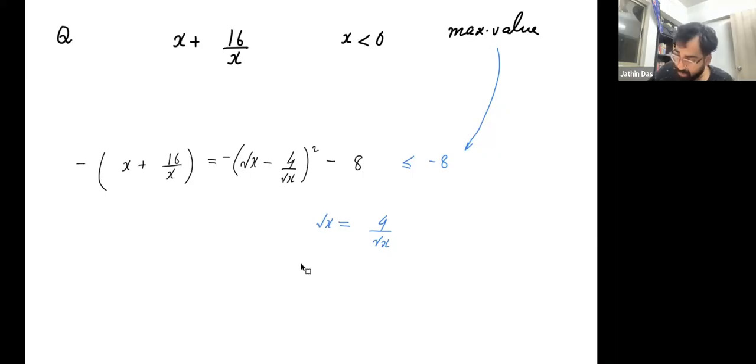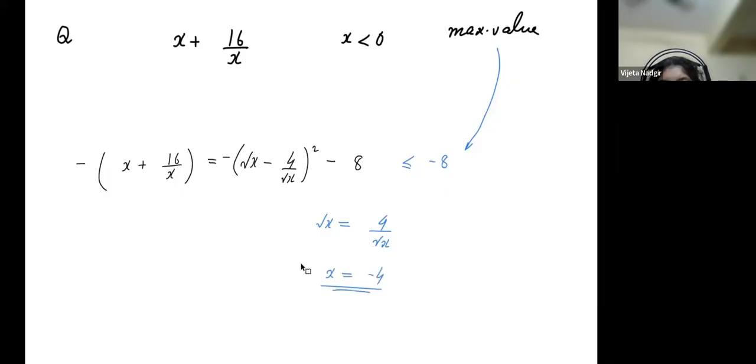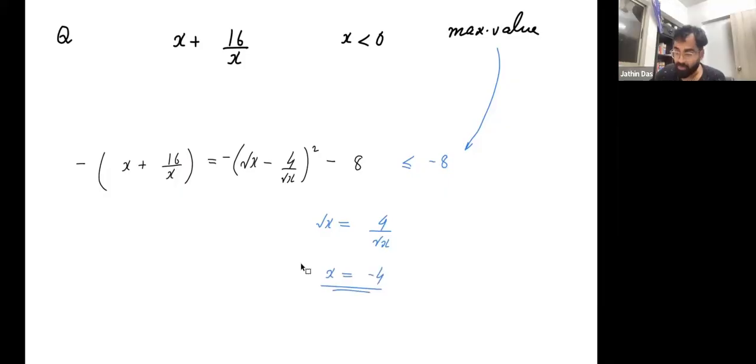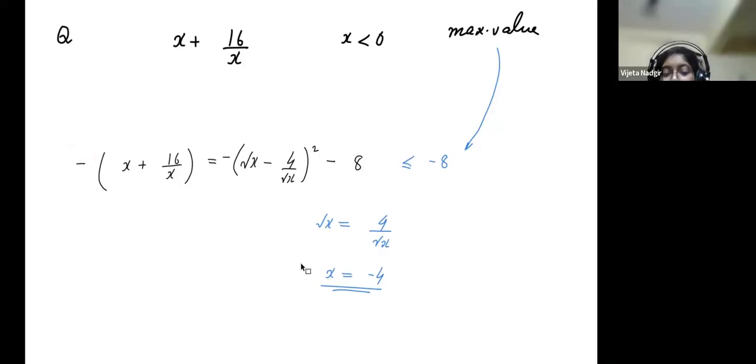But one more thing. This value should be 0. When I took negative common, x was a positive value. Understand? So minus 4 is the answer. Okay. Not 4, minus 4. Because I took a negative outside. I hope I'm making sense.